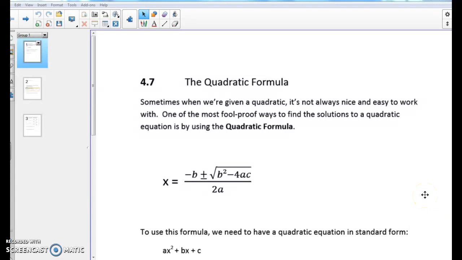All right, this is section 4.7. We're going to try and make this work. I've done this before. We're going to do our best here, and hopefully we get through this okay, and hopefully this is beneficial for you guys while I'm out.